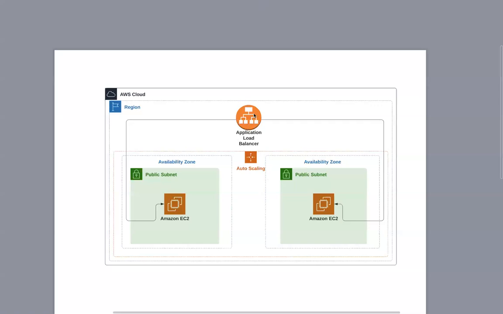So always remember, if you are mentioning 3 or 4 availability zones over here, mention the same set of availability zones for the auto scaling group. Okay, so it's a pretty simple architecture.